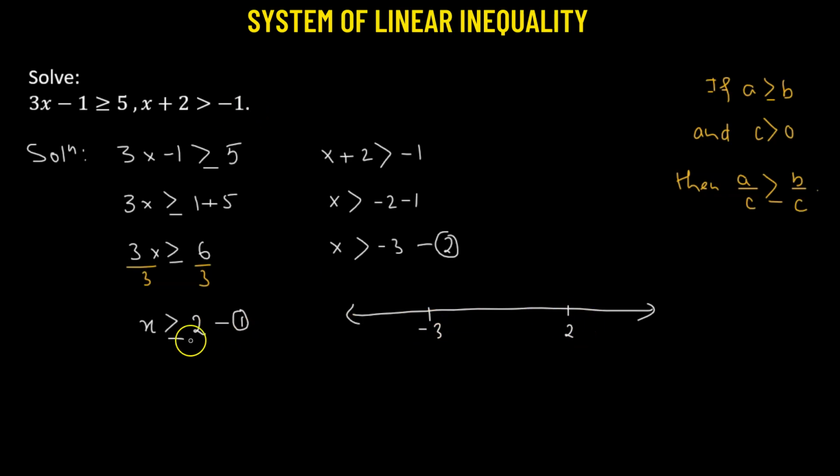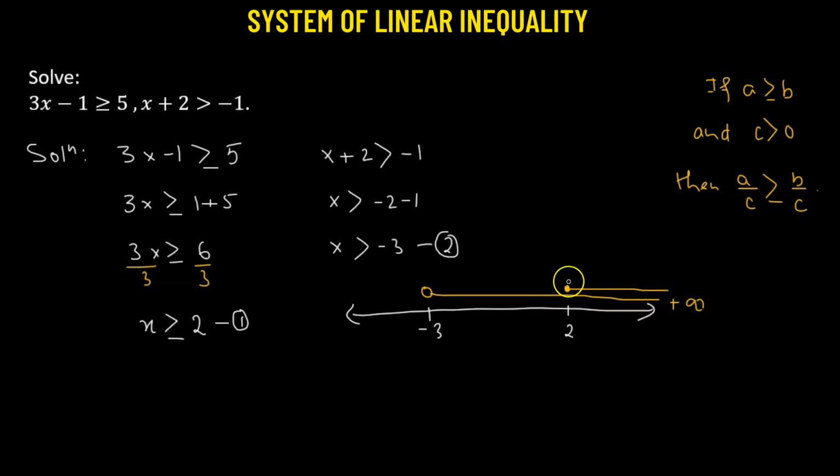Now, the first one says that x is greater than or equal to 2. So that means we'll consider on the number line all the values of x which lie to the right of x equal to 2, and 2 is also included. So that's why I've used a dot here, and it's going to extend all the way up to positive infinity. So this is the solution to number 1. And for number 2, we have to consider all the values of x which are greater than negative 3. So here negative 3 is not included, so we'll use a bubble here, and this will consider all the values lying to the right of x equal to negative 3 and extending up to positive infinity.